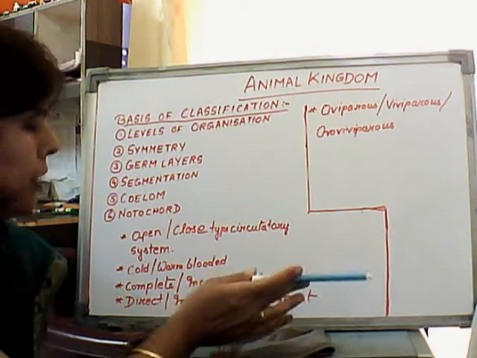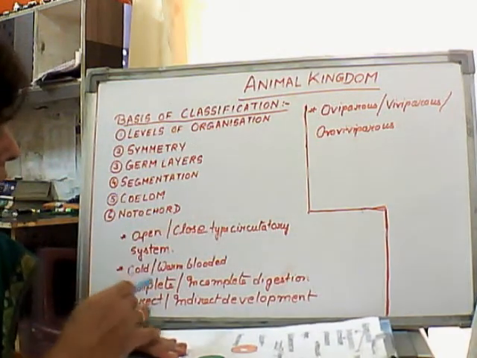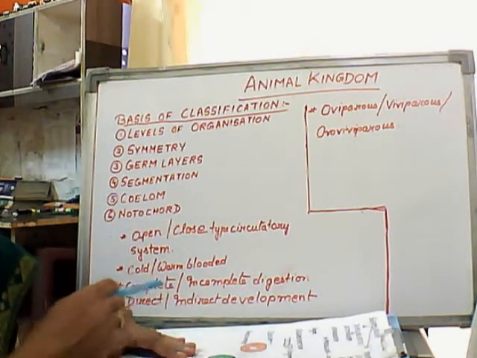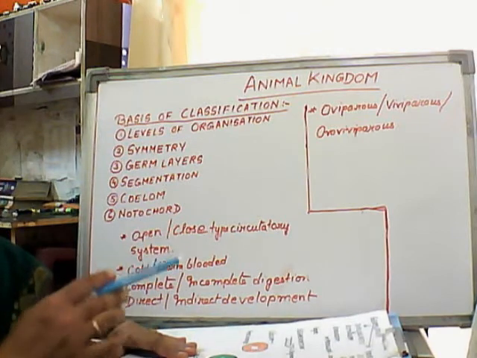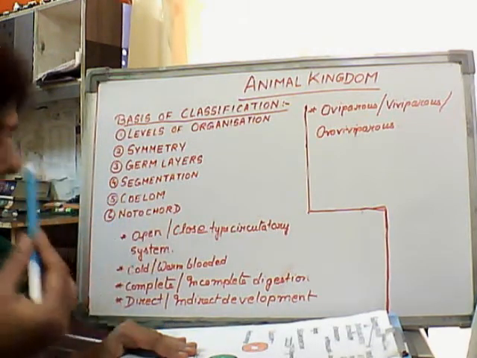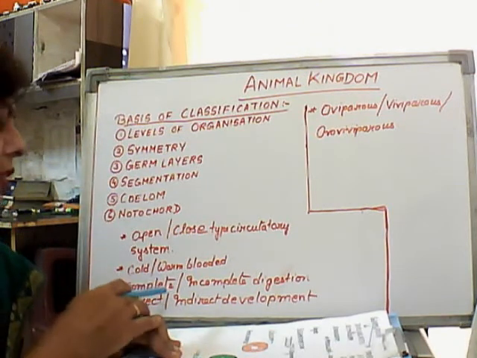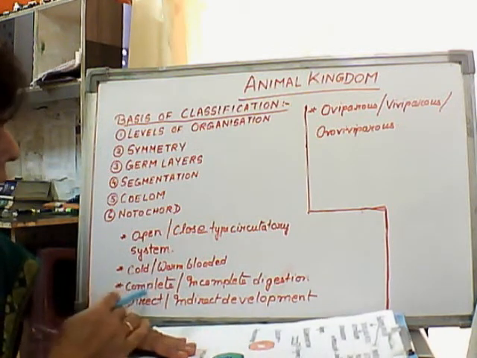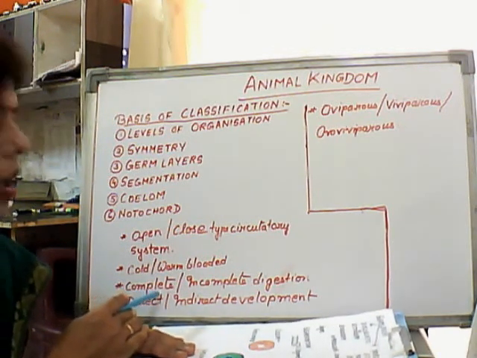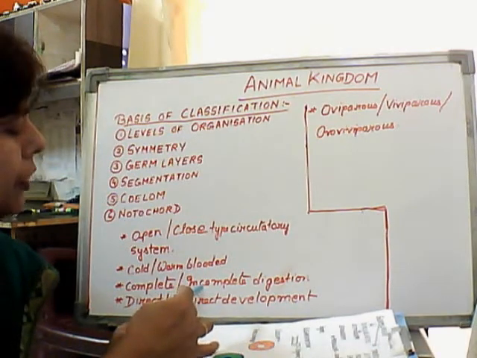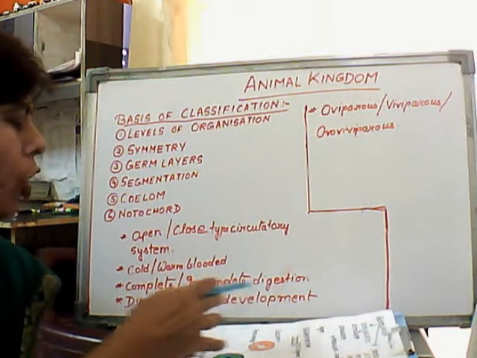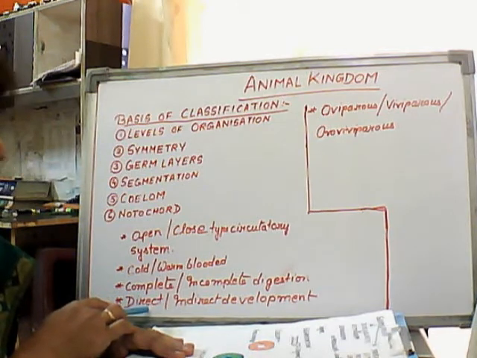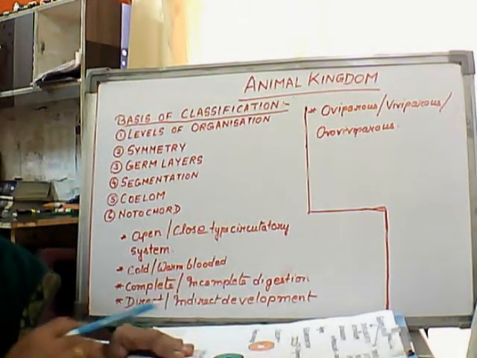Then you may come across another term, that is complete and incomplete digestion. When you come across complete digestion, you will see that in some of them the alimentary canal has two openings. That means the mouth through which we take in food and the anus through which the unwanted substances are removed. So if they have both the openings, it is said to be complete type. And if they have only one opening, it is said to be incomplete digestion.